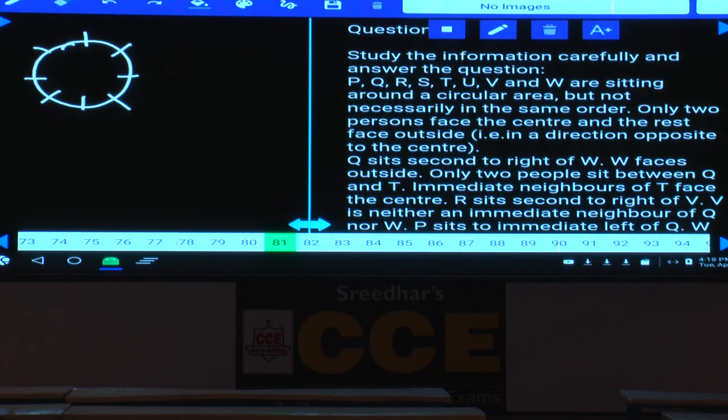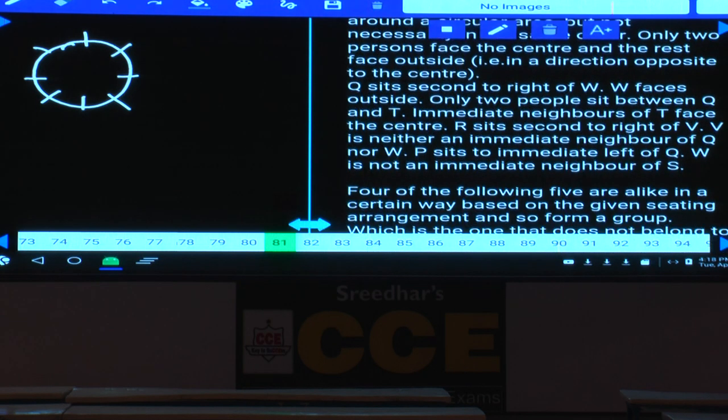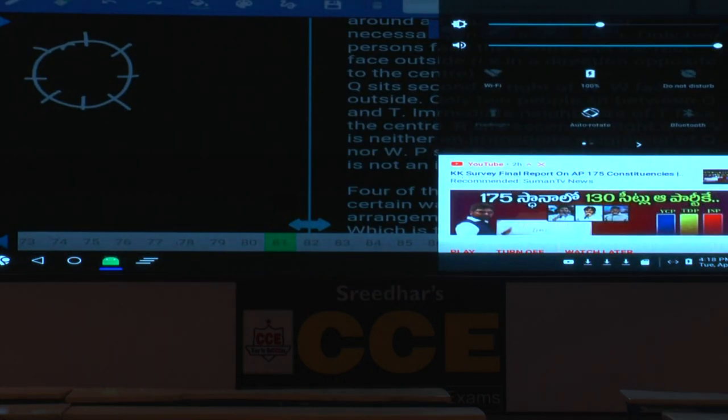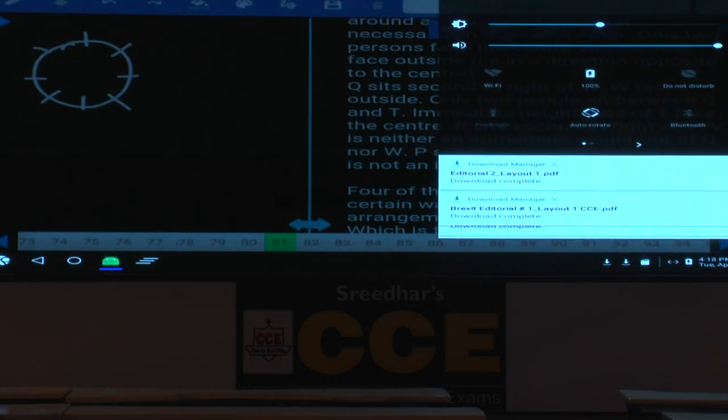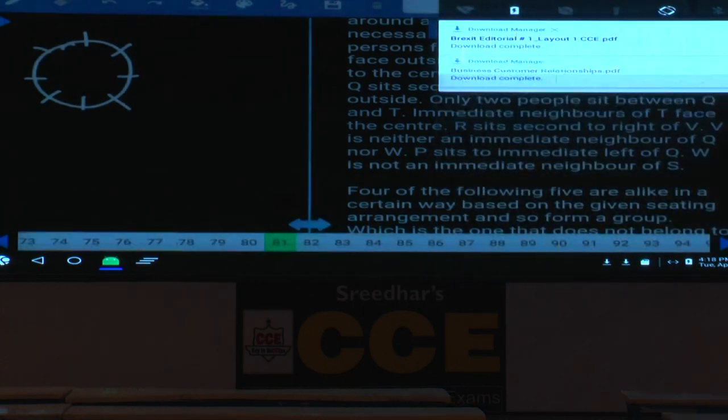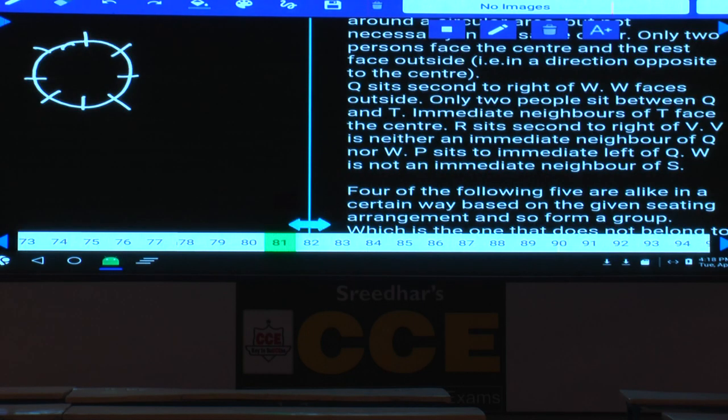Q sits second to the right of W, and W faces outside. Information clearly specified, this W is facing outside, isn't it? As W is facing outside is clearly given, W is here. Now this W is facing away from the center. And Q sits second to the right of W, Q will be at this place. W is facing away from the center.